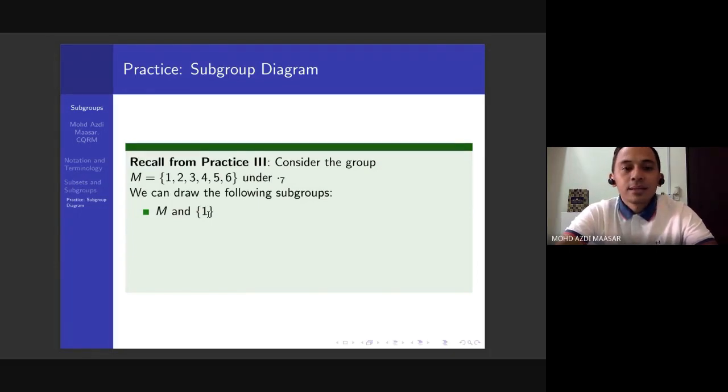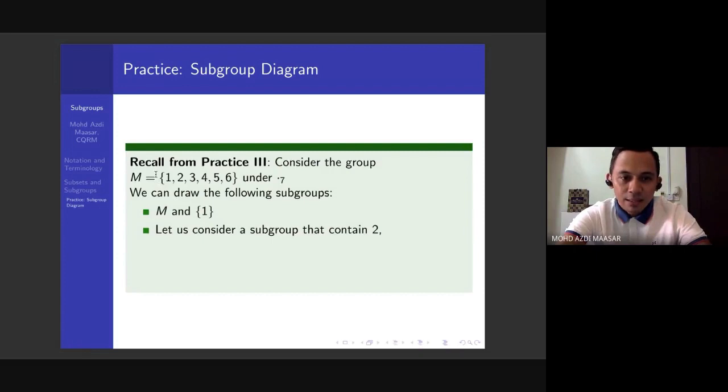So next, we want to find other subgroups. Just now, when we worked with integers modulo 4, other than the whole group and the trivial subgroup, we had a subgroup containing 0 and 2. Now let's say we want to find a subgroup that contains 2 under this group. So of course, you need to list down what the elements are.